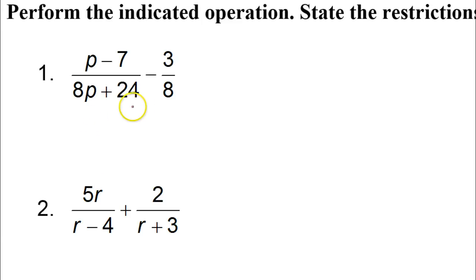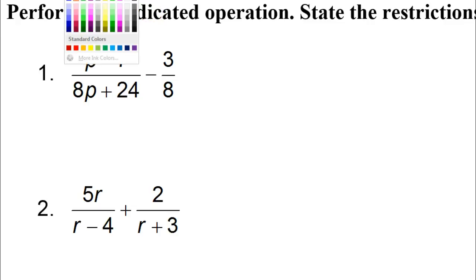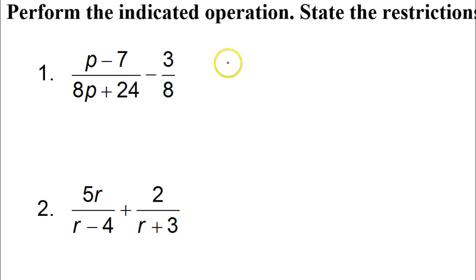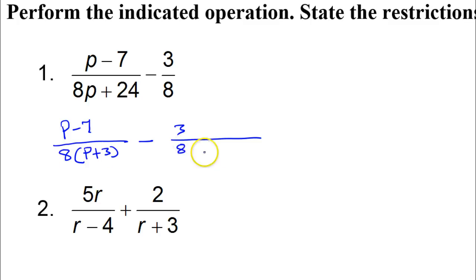The key to problem number one is remembering to take the greatest common factor of this denominator and factor that out. Do not treat this as one expression. Factor out the GCF of 8. So if you do that, then this is going to become p minus 7 over 8 times p plus 3 minus 3 over 8.